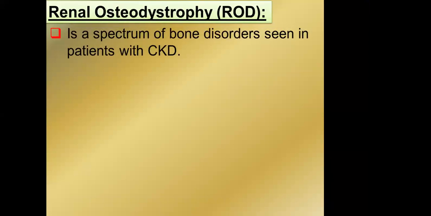Renal osteodystrophy is a spectrum of bone disorders seen in patients with chronic kidney disease. It is not only one disease. It is a spectrum, a group of diseases that occur in patients with chronic kidney disease.